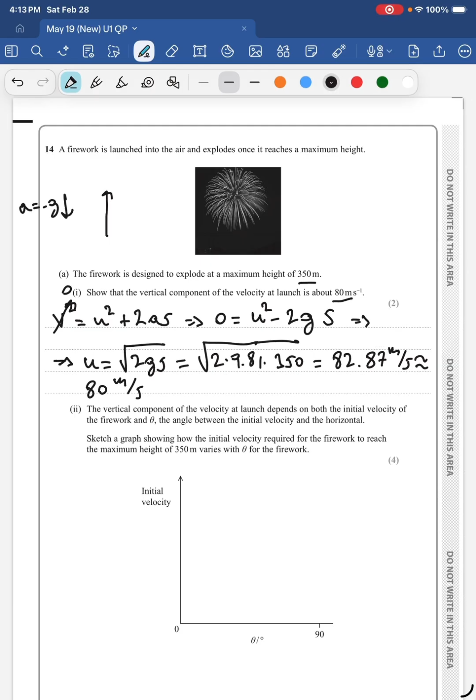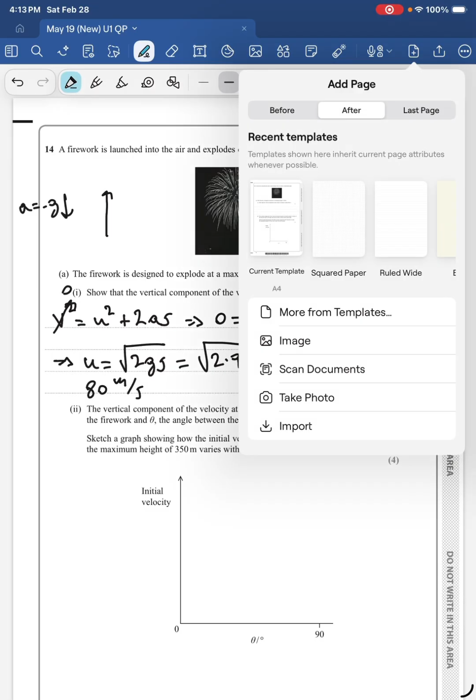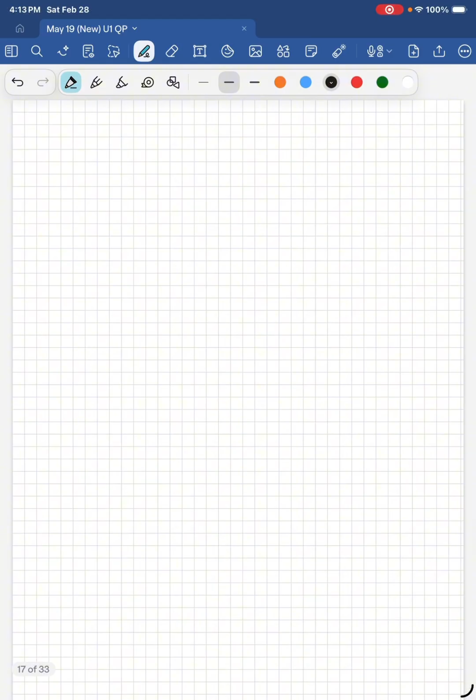Part 2. The vertical component of the velocity at launch depends on both the initial velocity of the firework and theta, the angle between the initial velocity and the horizontal. Sketch a graph showing how the initial velocity required for the firework to reach the maximum height of 350 meters varies with theta for the firework. Okay, this was a little bit incomprehensible to me in the beginning.